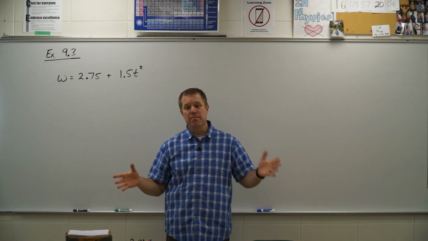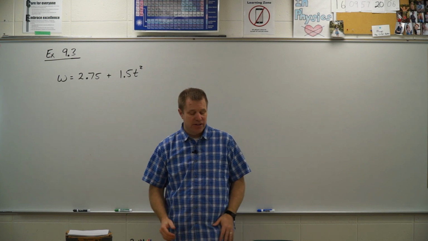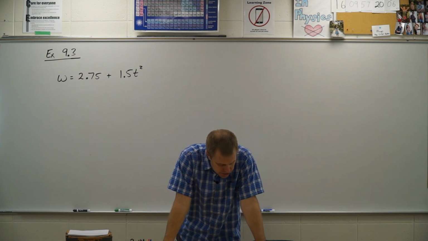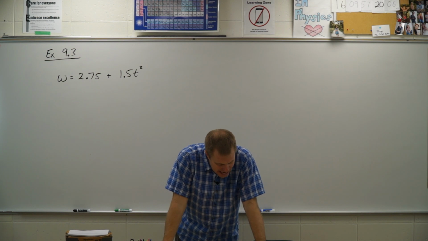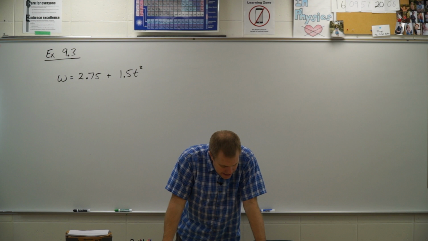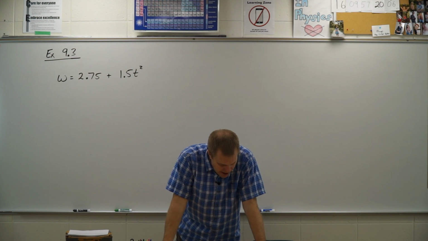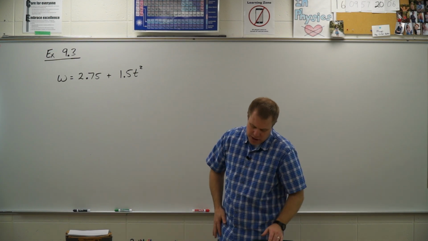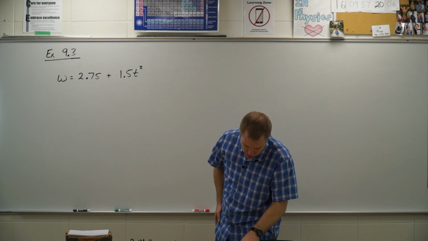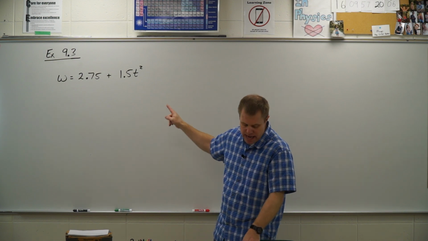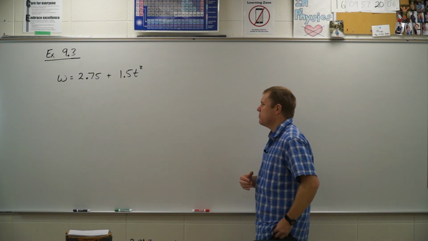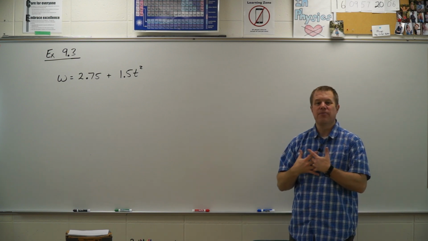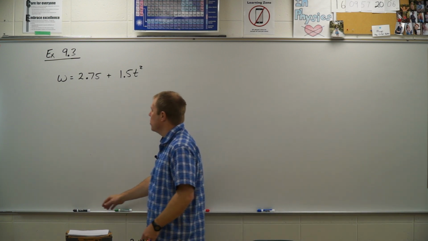Let's take a look at an example dealing with this angular kinematic stuff. So we're going to do 9.3 here. It says the angular velocity of a flywheel obeys the equation omega equals 2.75 plus 1.5 t squared, where t is in seconds. And the first part of this question says, well, what are the units of A and B if omega is in radians per second?